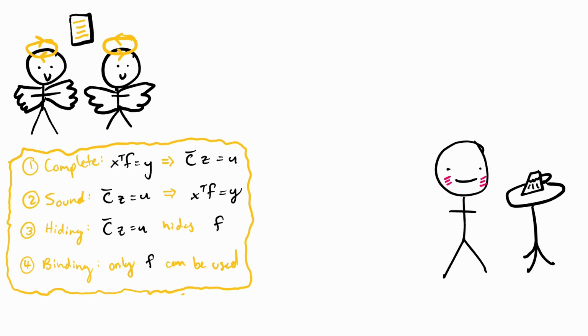So if we want the problem we're relating to be this pre-image sampling problem, then we want it to satisfy these 4 properties. If we know what the function evaluates to, then we should pre-image sample a Z. If we have a solution Z, then we should know what the function F evaluates to. That's completeness and soundness. And furthermore, when we reveal this solution Z, we want to make sure that it hides F. And lastly, we want to make sure that only the function F is used.